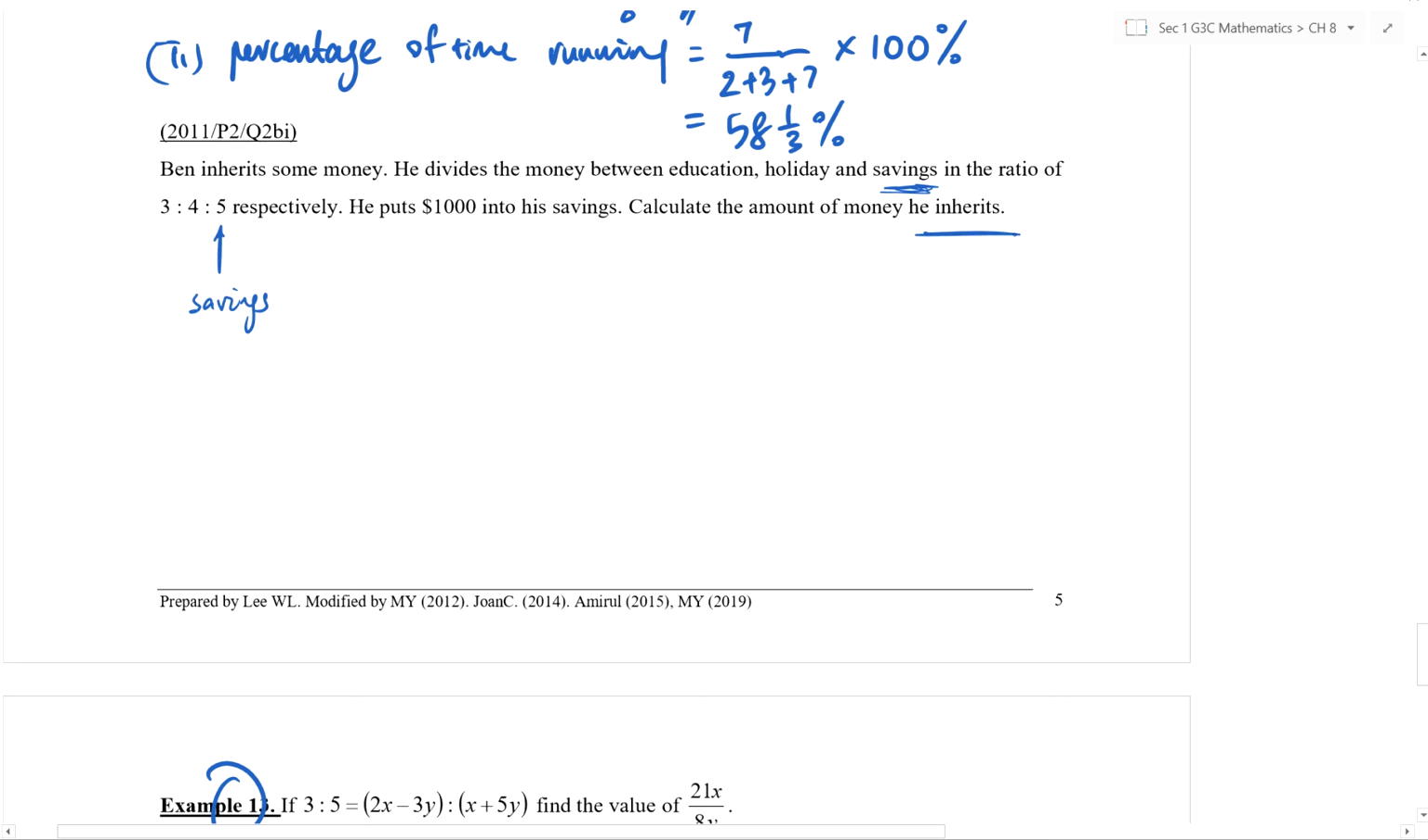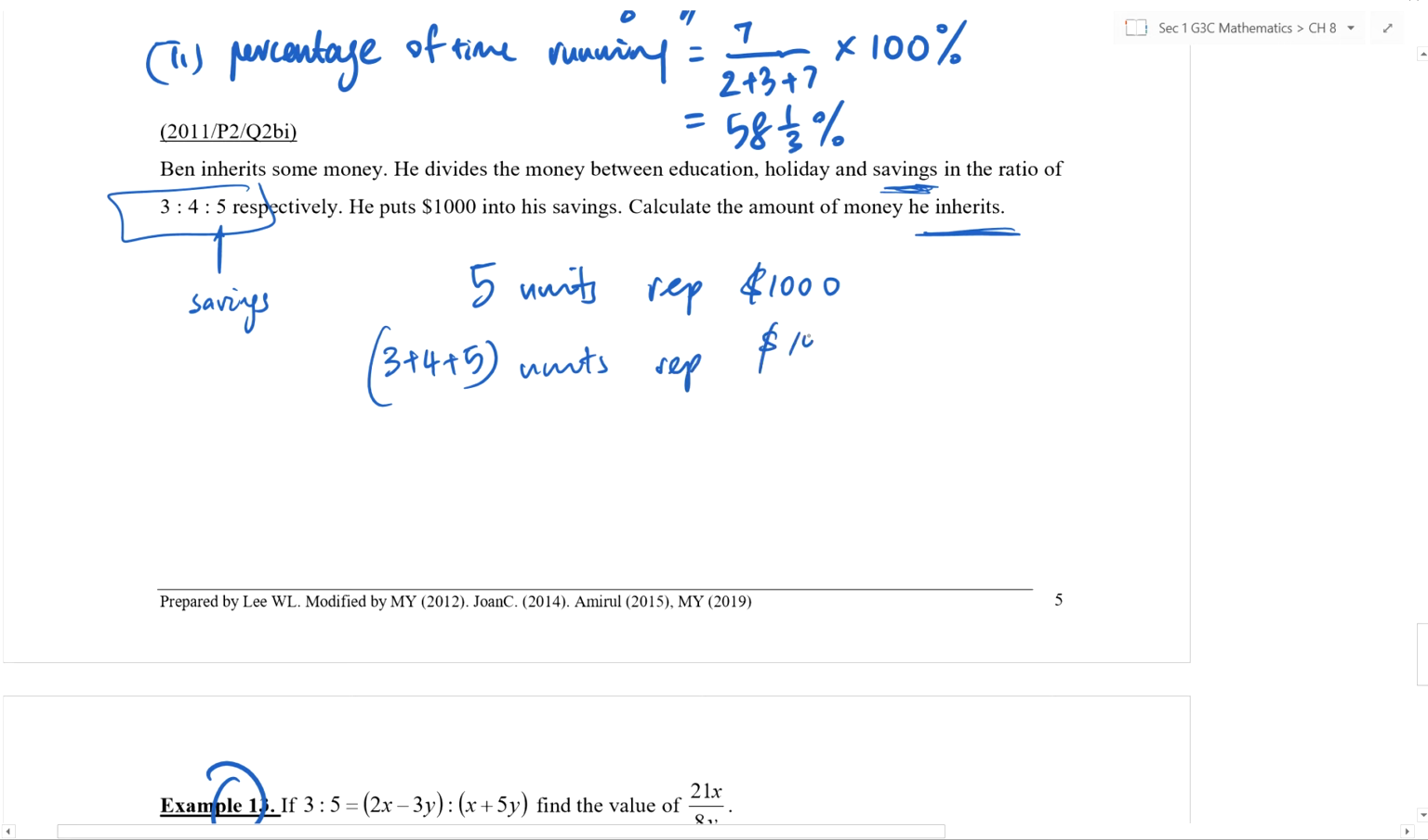And calculate the amount of money he inherits. So I want everything. In other words, 5 units represents $1,000. Okay, so a total of 3 plus 4 plus 5, that is 3 plus 4 plus 5 units represents 1,000 over 5 times 12. And we get 2,400.